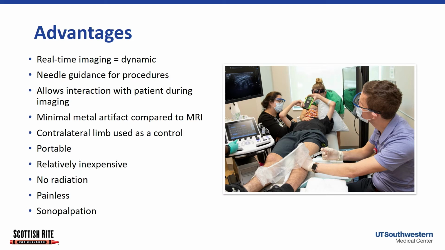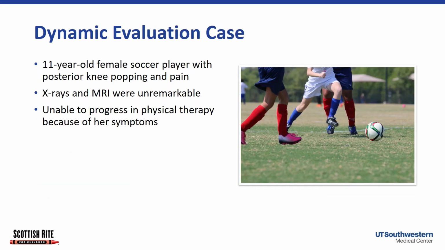That means I can take my ultrasound probe and go over an area of pain, narrow in on a tendon or a muscle, and push right over there with my ultrasound probe and say, does this hurt? And they say, yes, that's the exact spot. And I can look on the screen and say, okay, this is what's injured, or this is what's causing you pain. So let's talk about some cases here.